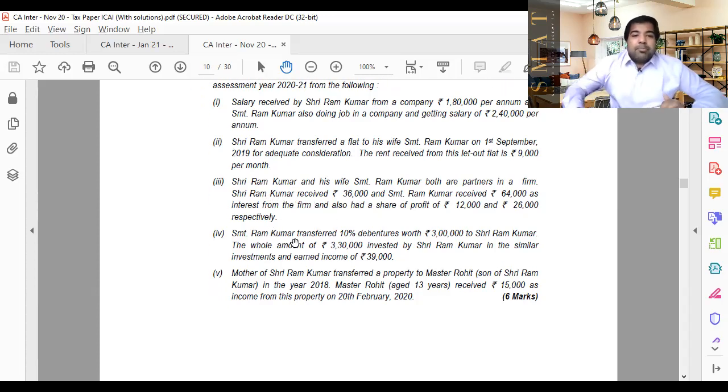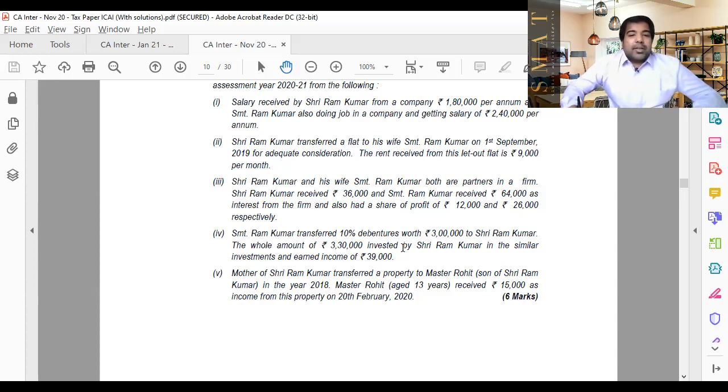Let's move ahead. Mrs. transferred 10% debentures worth 3 lakh to Mr. The date is not given, so assuming it's transferred for the whole year, and they've not given adequate consideration, so we'll assume it's a gift. Assume it's inadequate consideration. So on 3 lakh at the rate of 10%, 30,000 will be added back in the hands of Mrs. Because this is a transfer to the spouse, section 64(1)(iv) applies and the income will come back. So 30,000 will be added in the hands of the wife, that is Srimati Ram Kumar.